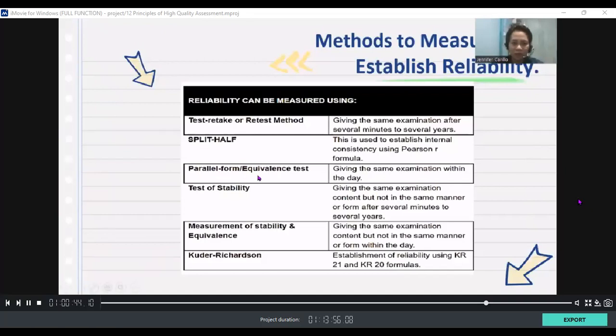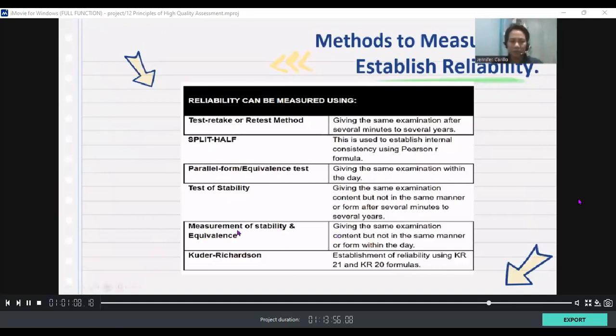Parallel form or equivalence test. So the same examination within the day. So same test you will conduct within the day. Test of stability, giving the same examination content but not in the same manner or form after several minutes or several years. So for example, ilahi nimo ang sequence sa mga items. Okay?